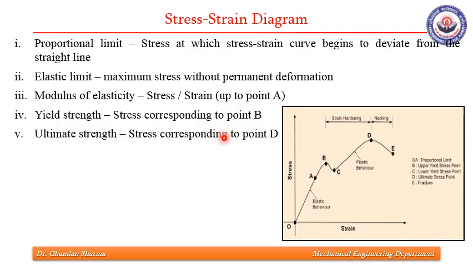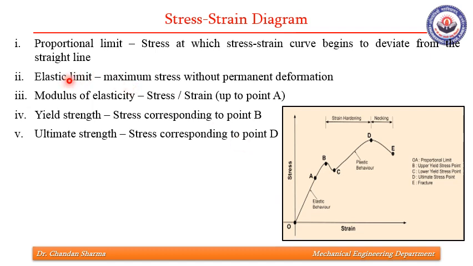The first important thing that this graph provides is the proportional limit, which is this point A. This is basically the stress at which the stress strain curve begins to deviate from the straight line. We can see over here that up to point A, this curve is exhibiting straight line behavior. That means stress is directly proportional to strain.